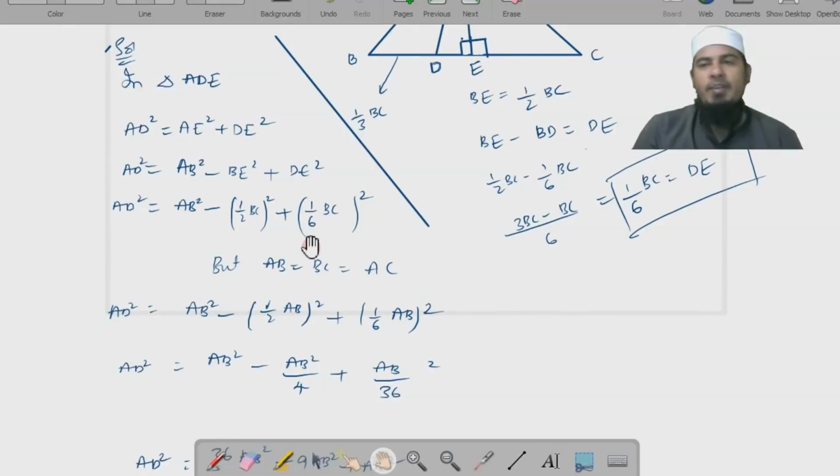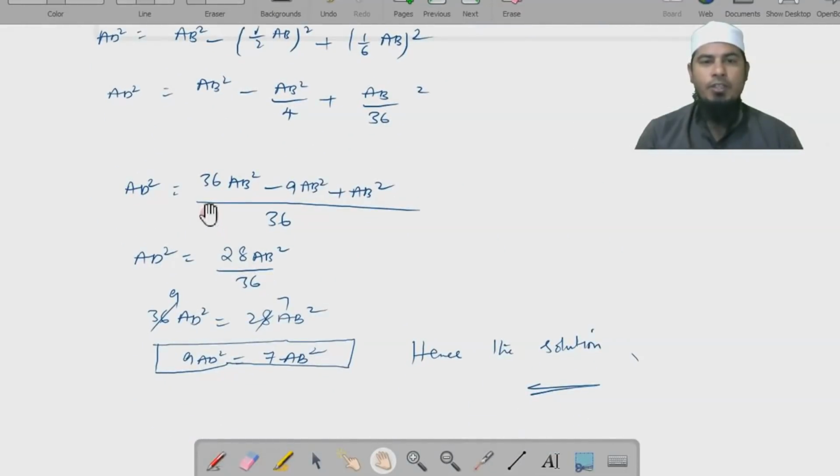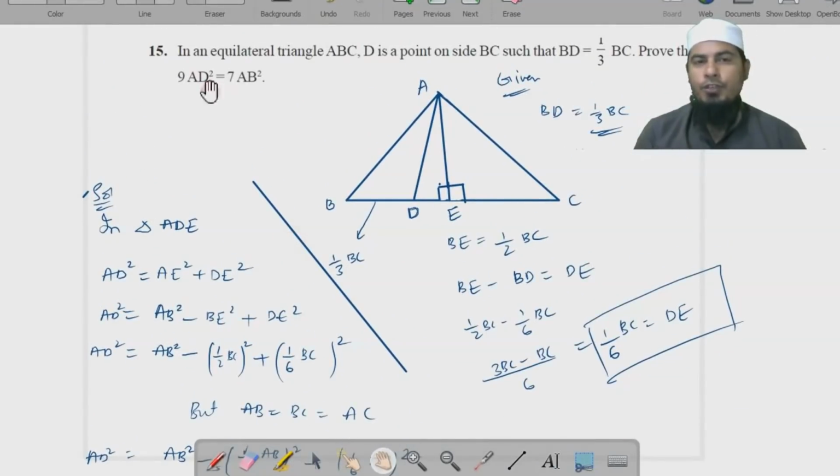But we know that AB is equal to BC is equal to AC because this triangle ABC is an equilateral triangle, so we convert each and everything in AB. Simplified, here we got 4 in LCM we have taken, we got 36 minus 9 plus 28 AB square, and cross multiply to get 36 AD square, cancel, and we got the solution. Yes, this is the procedure to find the solution of this type of question.